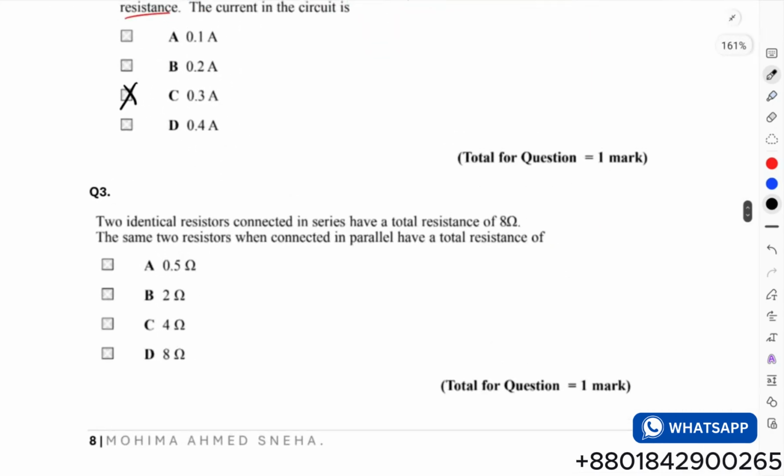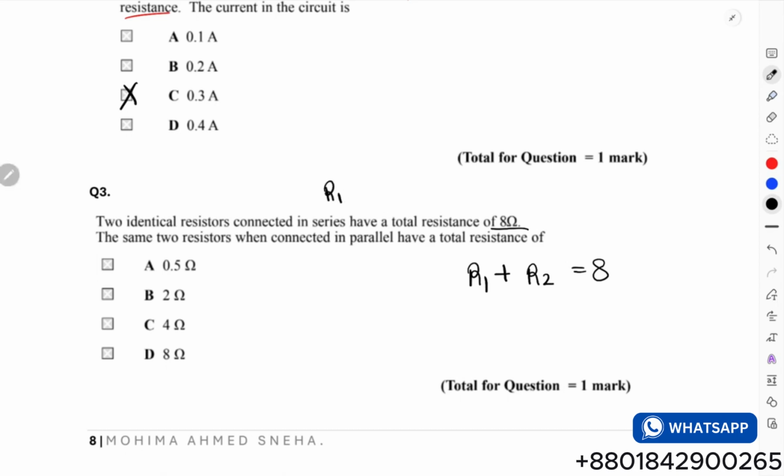Two identical resistors connected in series have a total resistance of 8. Whatever the individual resistances are, their combination is 8. So not 5, 8. That means R1 plus R2 is 8, right? And they want you to find the total resistance when those same two resistors are connected in parallel. Now, they have already stated that the resistors are identical, right?